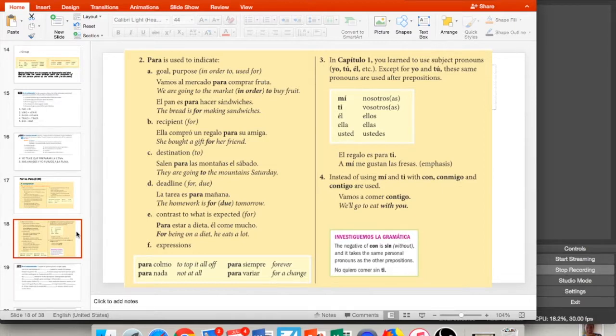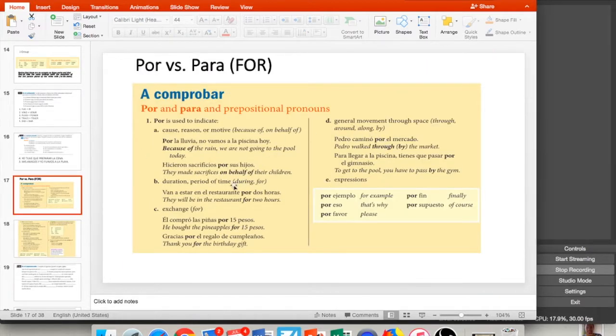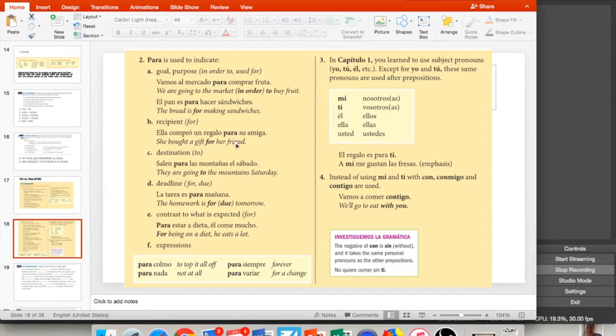You can also use para when someone is the recipient of an action. So, ella compró un regalo para su amiga. She bought a present for her friend. The friend is the recipient, so in this case we're using para instead of por. I'm not saying she bought a present through her friend, during the duration of period of time of her friend, exchange her friend, or causing reason or motive for her friend. I'm saying she bought it for her friend, with her friend being the recipient of that action.